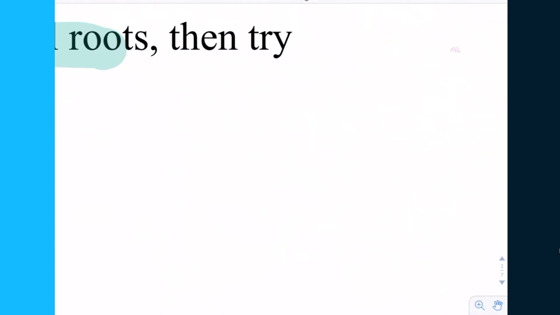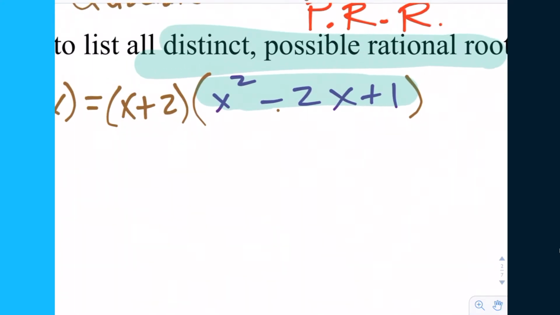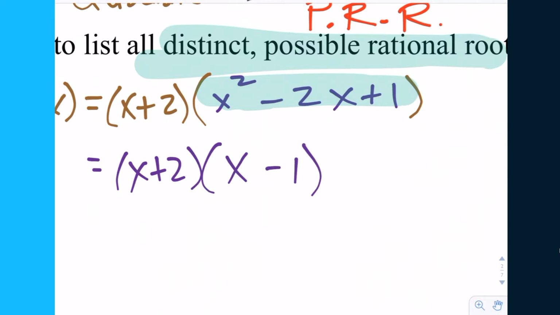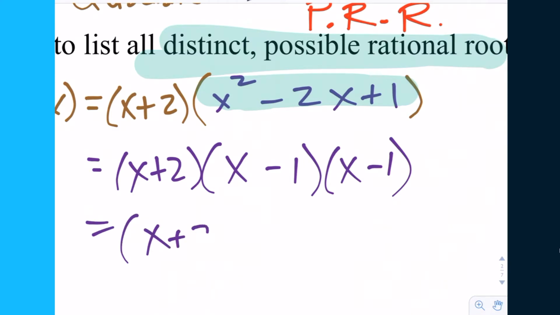Okay, super space bag. All right. So now anyway, we got it down to a quadratic, which means, let's see. Does it factor? Does that quadratic factor? X minus 1 times X minus 1. So the whole thing factors into X plus 2 times X minus 1 squared.